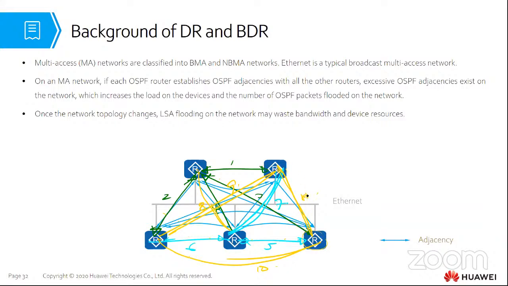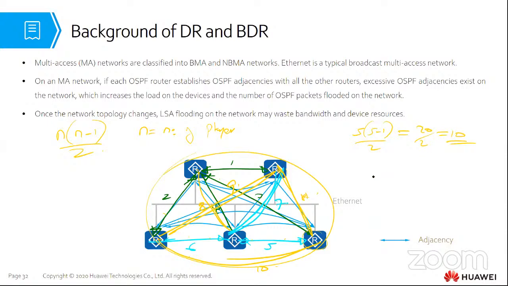There is a formula to find the number of relationships. The formula is n into n minus 1 over 2, where n is the number of players. In this case, we have 5 players. We shall have 5 into 5 minus 1 over 2, which is 20 over 2. We shall have 10 adjacencies to form. If we have 10 routers, we shall have 10 into 10 minus 1 over 2, which is 45 relationships to form. Too much nonsense on our network.